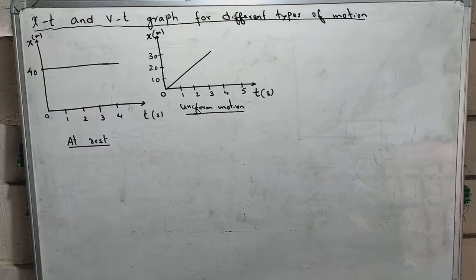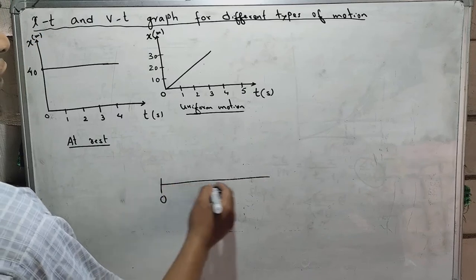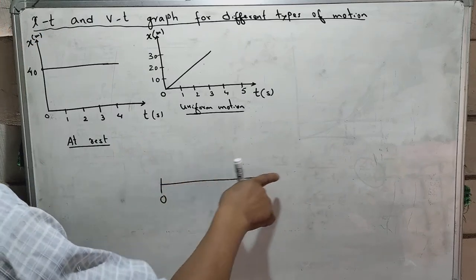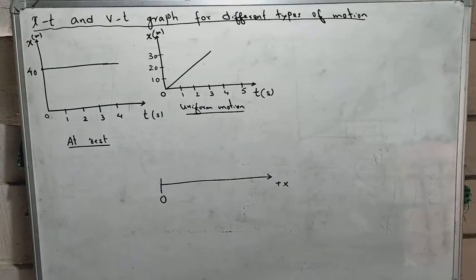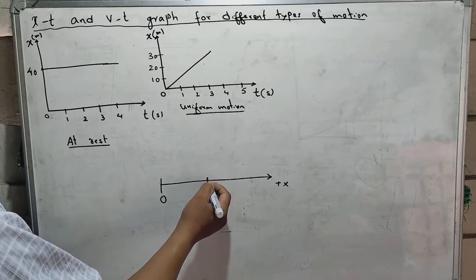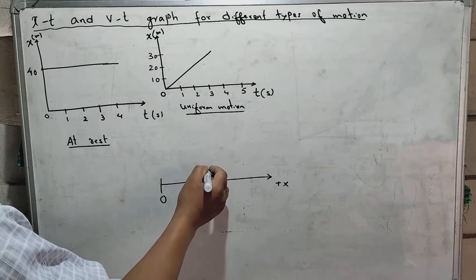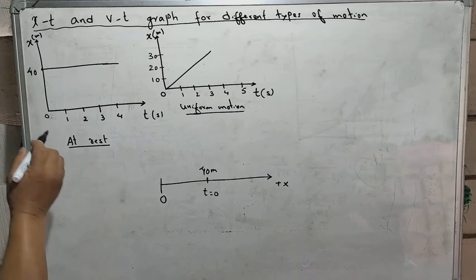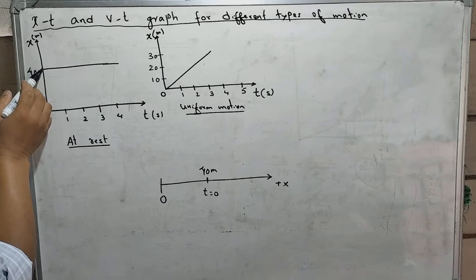So the first case is when a body is at rest. Suppose this is a straight line path and let's say a body is moving along the positive x-axis. Now let us say that at time t equals 0, the body is at this position, 40 meter. So when the time is 0, the body is at 40 meter.